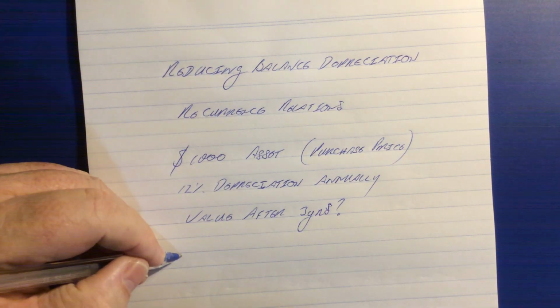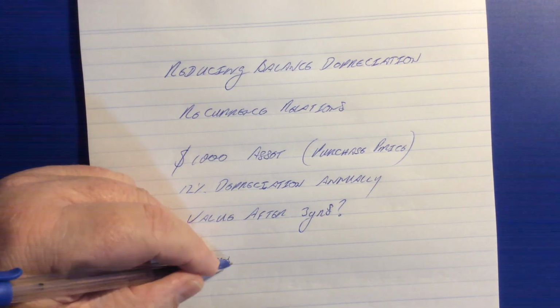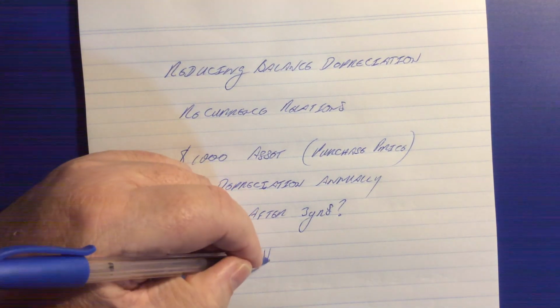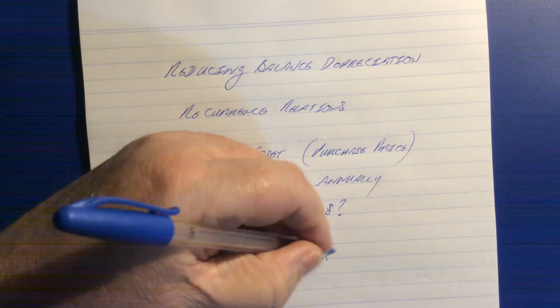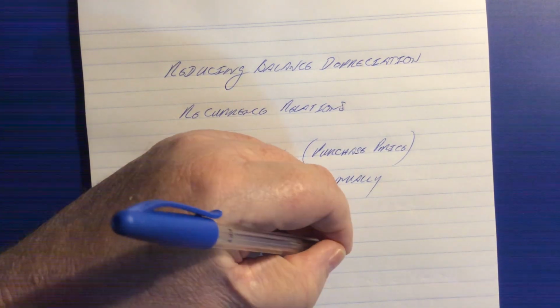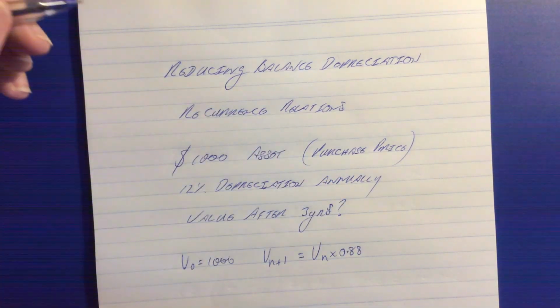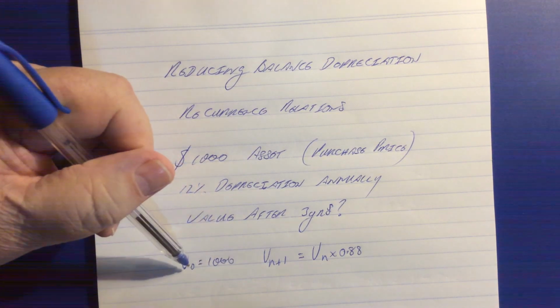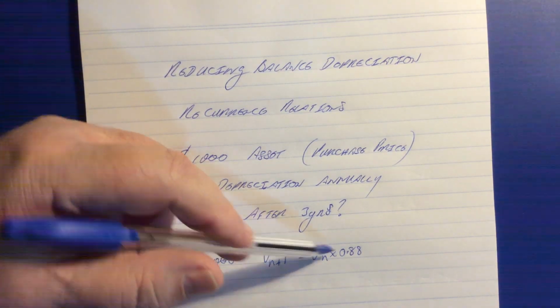So the recurrence relation looks like this. V0 equals 1,000 and Vn plus 1 equals Vn times 0.88, or 0.088 more correctly. Now, I don't think this is controversial. Up to here, there's nothing controversial.